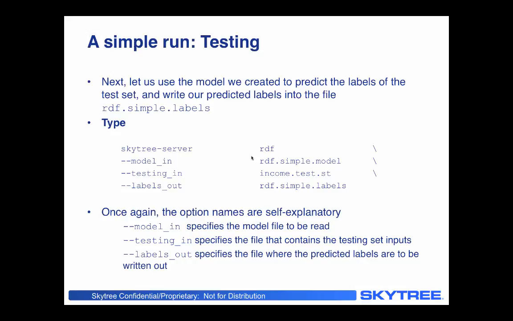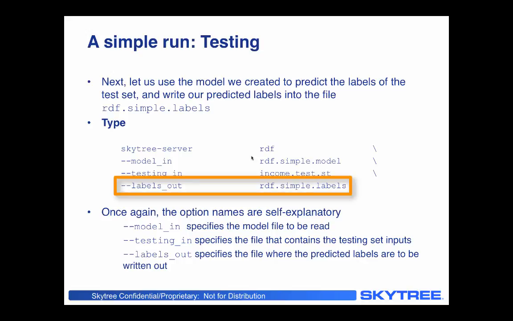To do this, we begin by specifying the RDF option again, and we then specify the file where we have the model, and we do this by using the model in option. After this, we specify the file name for the data, and we do this by using the testing in option. Finally, we choose a file name to write out the predicted labels using the labels out option.